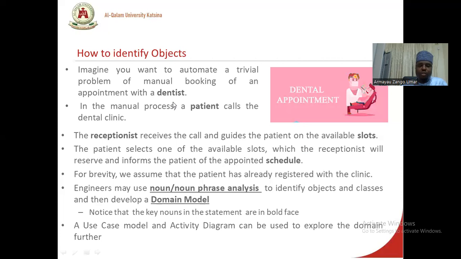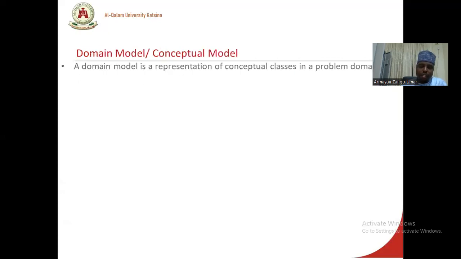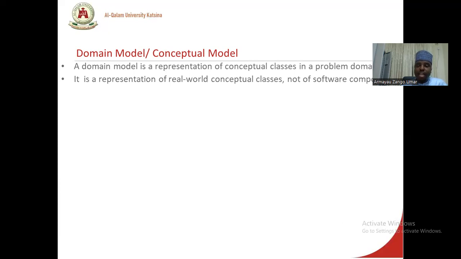So we may also decide to use a use case model to even explore the domain, because we want to identify not only the objects, but how they are related and how they interact in the problem, so that we can develop software to translate those functionalities. A domain model is a representation of the conceptual classes in a problem domain, and it's a representation of real-world conceptual classes, not software components. So here we are not even talking about software, because we are not there yet. What we want is a model of objects or classes that can eventually translate into software code.